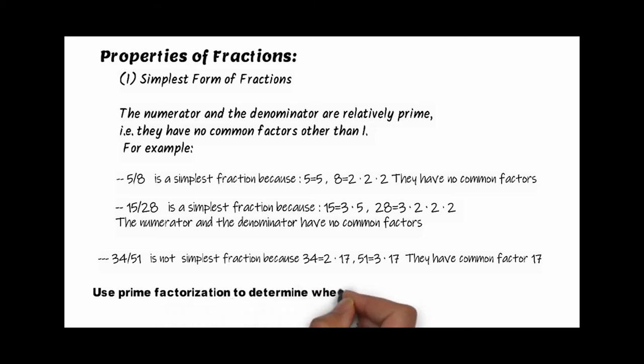So let's recap what we talked about. Simplest form of a fraction happens when the fraction has a numerator and denominator that are relatively prime to each other. Two numbers are relatively prime if they have no common factor other than 1. And to find out if two numbers are relatively prime, we do prime factorization on both the numerator and the denominator to determine if the fraction is in simplest form.